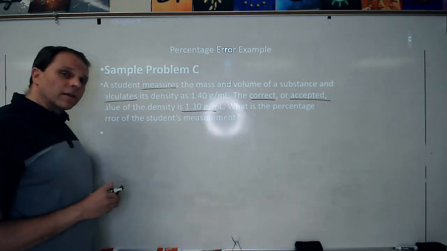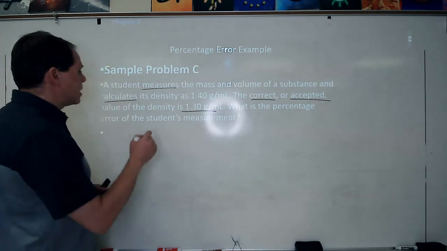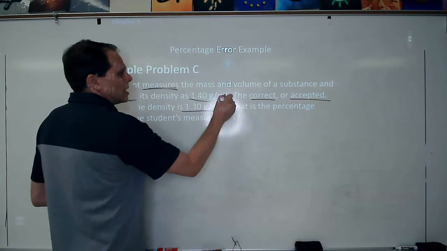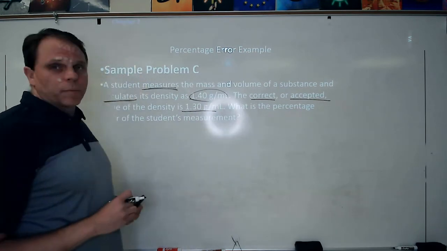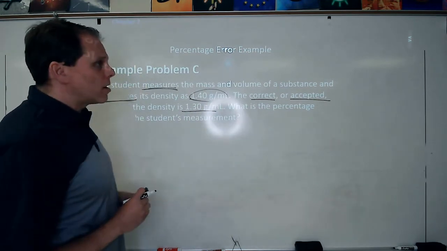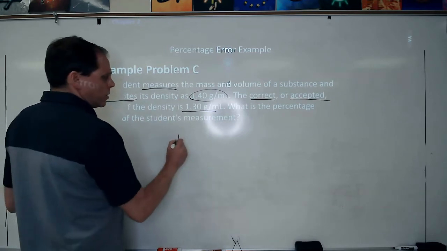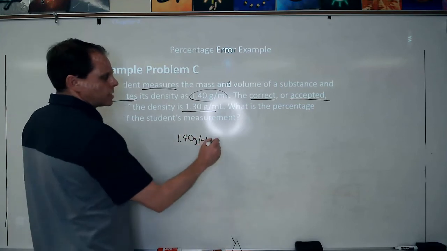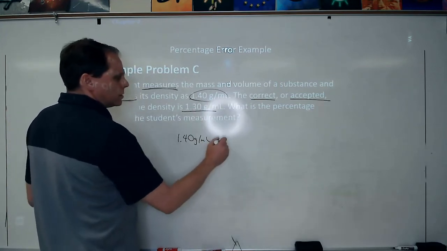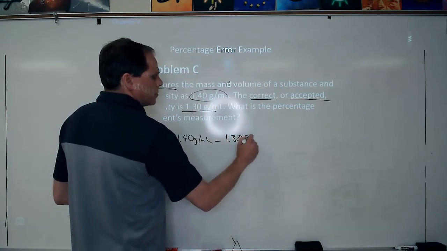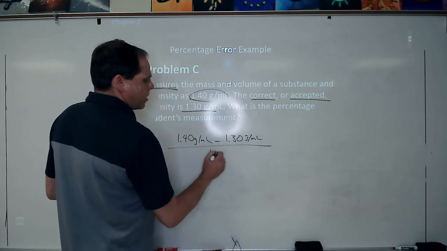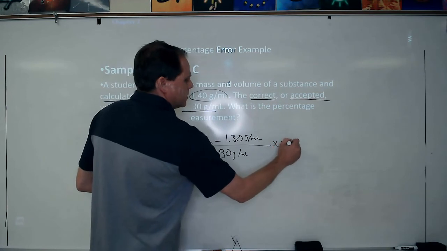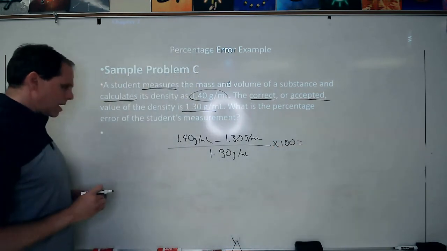So now if I want to figure out the percentage error, I have to take this calculated measured value and assume that that is my experimental value, right? And so we take our observed or experimental 1.40 grams per mL, and then we subtract our theoretical or accepted 1.30 grams per mL, divide by 1.30 grams per mL, that's our accepted, times 100, and we get our answer, okay?